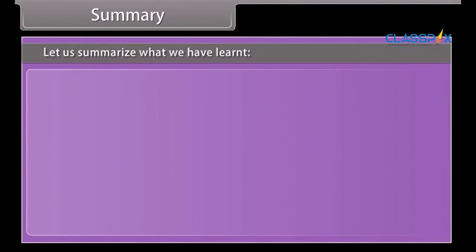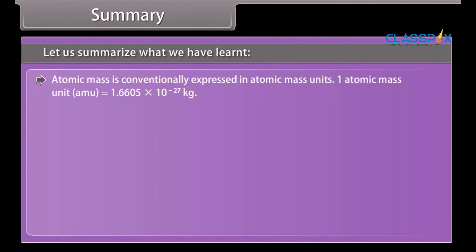Summary. Let us summarize what we have learnt. Atomic mass is conventionally expressed in atomic mass units. 1 atomic mass unit or amu is equal to 1.6605 × 10^-27 kilogram.